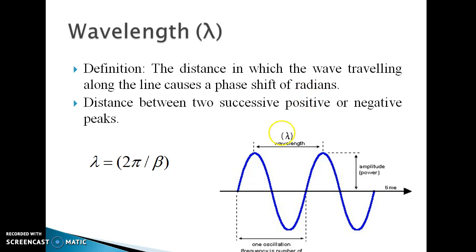Wavelength. We can observe this waveform. The distance in which the wave traveling along the line causes a phase shift of 2 pi radians. So, the distance between two successive positive or negative peaks is called the wavelength. You can observe this diagram and find out the wavelength by considering the positive or the negative peaks. So, we can say that lambda is equal to 2 pi upon beta.